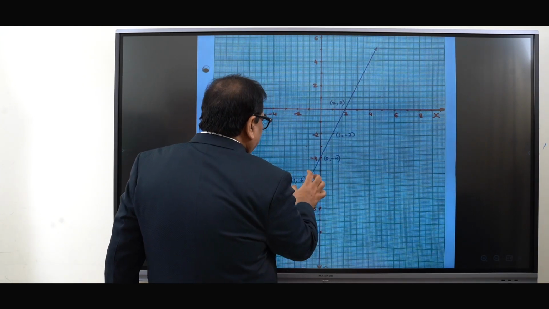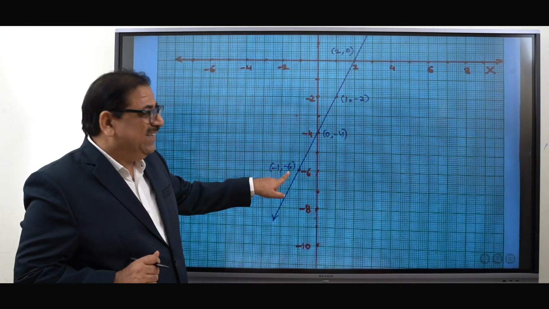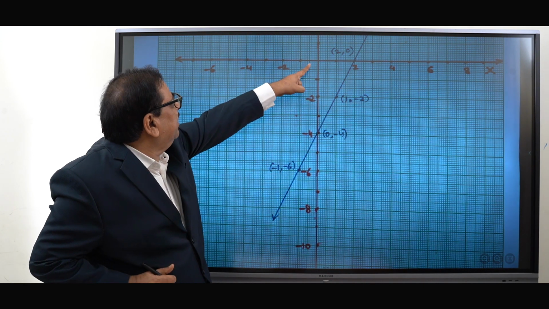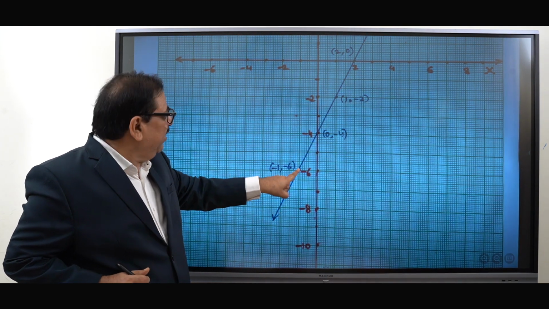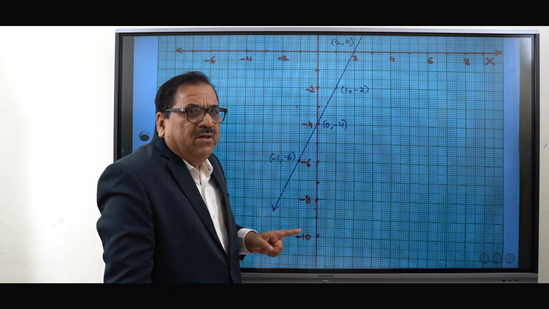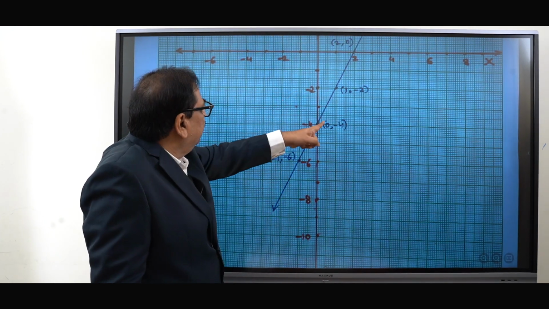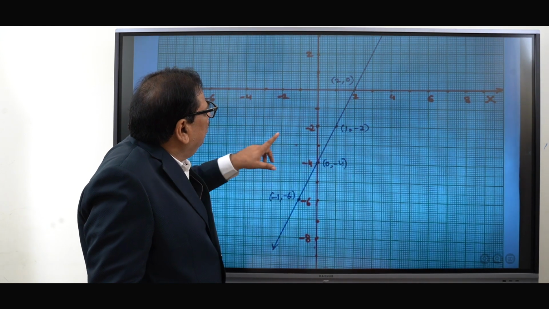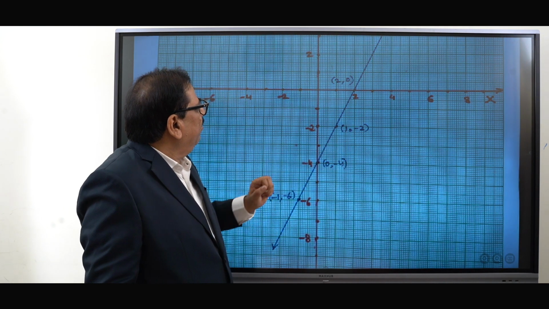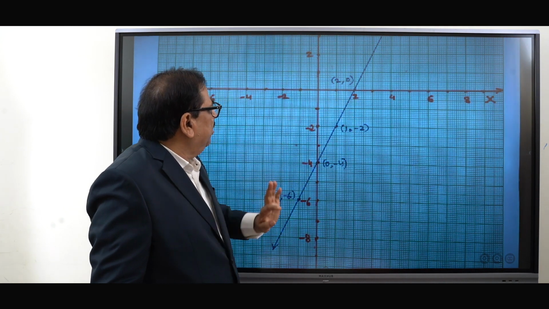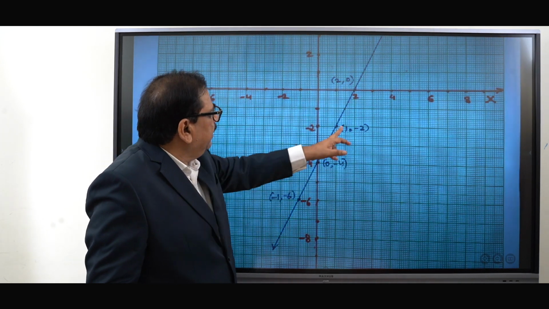Our first point was (minus 1, minus 6). This is the first point, on the x-axis minus 1 and y minus 6. So this is our first point. Second point, x is equal to 0, y is equal to minus 4. So this point. Then x is equal to 1, y is equal to minus 2. So this point. When x is equal to 2, y is equal to 0 is our fourth point. We have to write it this way.